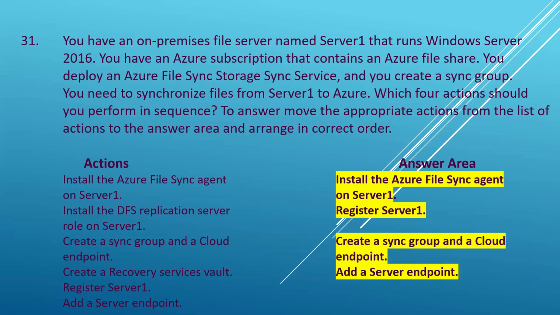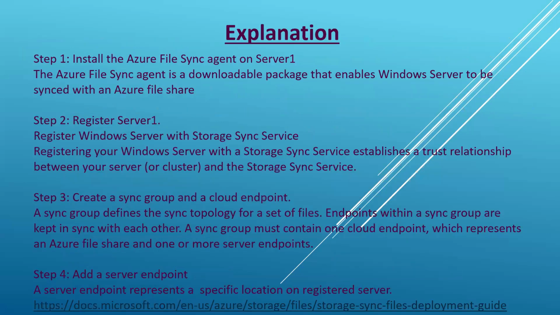Let's now look at these steps in more detail. As you know, the first step is to install the Azure file sync agent on Server 1. As with every client-server model, you basically install an agent on the client server so that the server can coordinate with it. An Azure file sync agent is a downloadable package that enables Windows Server to be synced with an Azure file share. Now, the next step is you will have to register the server.